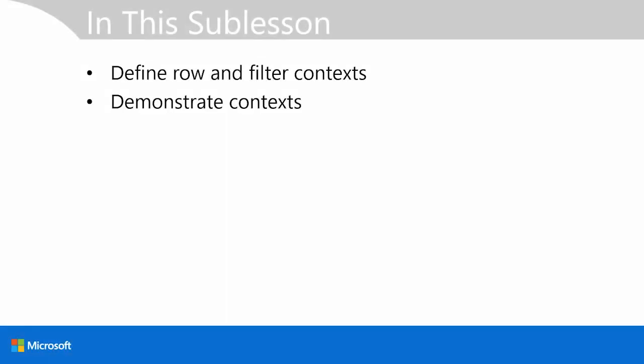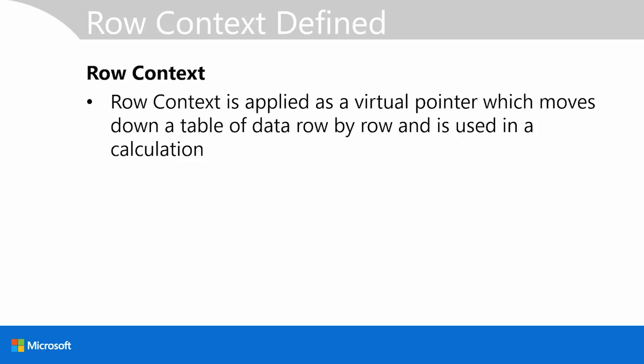Okay, so in this sublesson, we're going to define the row and filter context, and then go through and do demonstrations on both. First, let's define the row context.